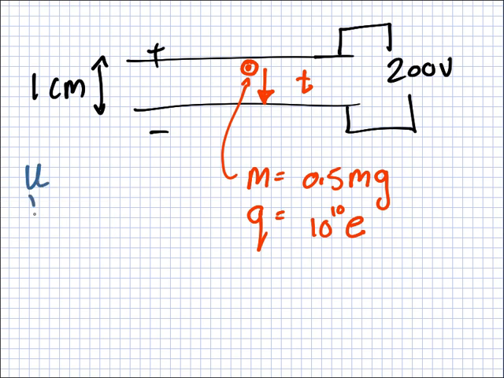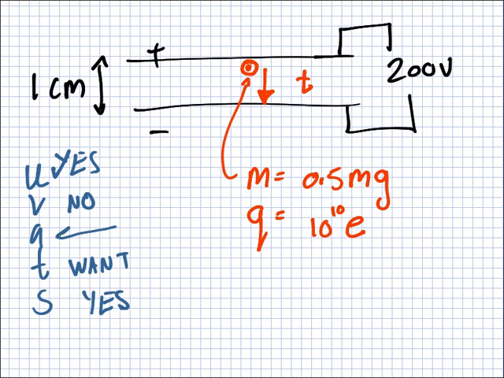This problem is UVAST. Do you know U? Yeah, well, it starts at rest, so 0. Do you know V? No. Do you know T? No. This is what you want. Do you know S? Yes, 1 centimeter. And you know this one? Yes. So if you just find A, it's finished.